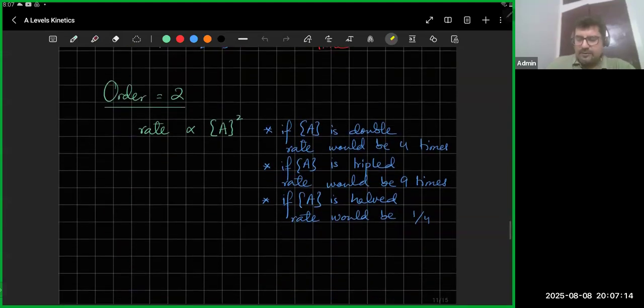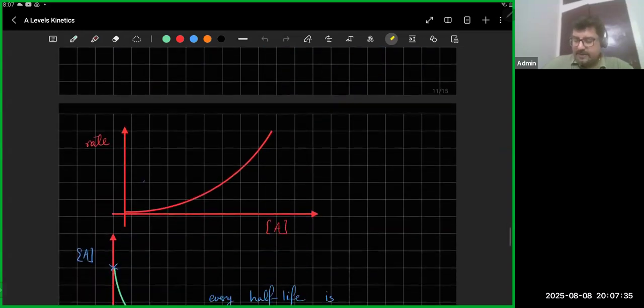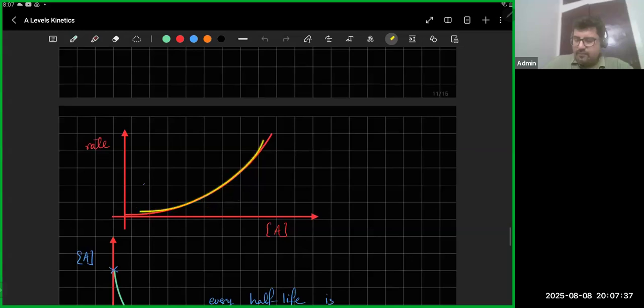और फिर order 2 था. Order 2 was that it was too sensitive to the concentration of A. That meant that you double the concentration of A, the rate will increase 4 times. You half the concentration of A, the rate will decrease 4 times. So it's a squared relationship. It's too sensitive. तो वो rising curve होगी, the rate will not proportionally increase, it will increase exponentially.